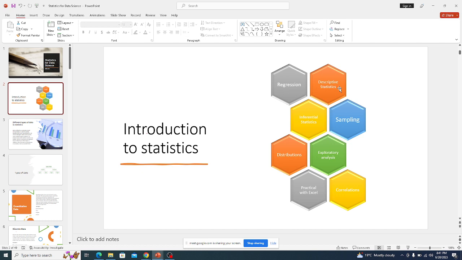From the term descriptive, we have describe. So descriptive statistics will generally give us a summary of your data set. If we are given a data set, then we do a summary analysis of it. That is categorized as descriptive statistics. Under descriptive statistics, as I have said, we have 3 major measures.